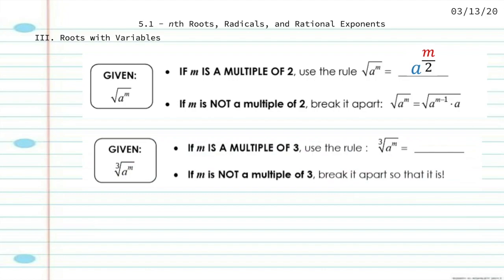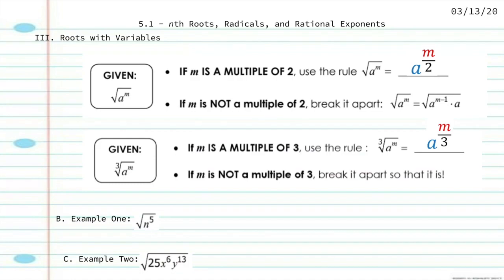This is an example of when you have a third root. These rules continue to apply. You just have to adjust them depending on what your root is. So if m is a multiple of 3, use this rule. Very similar to the rule shown above. If m is not a multiple of 3, break it apart so that it is. These are the two examples that we are going to walk through together so you can have a better understanding.